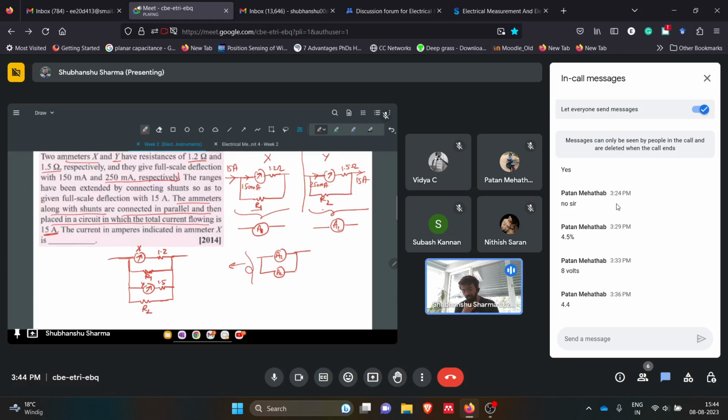Now the current in amperes indicated in ammeter X is, so now they are asking what will be this current Ix. Let's say this is Ix. The total current flowing through the ammeters along with shunts is 15 ampere. That means 15 ampere is flowing through this whole configuration. So what will be the current indicated in this X ammeter, that is this current Ix? This is what the question is saying. Now I think you can solve this easily. Just let me know what the answer is.